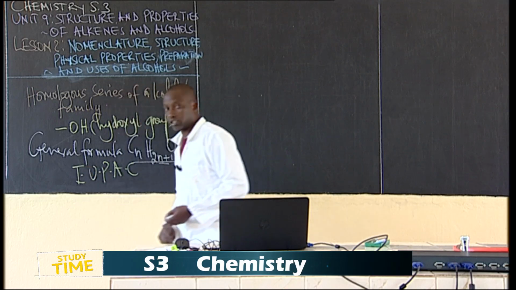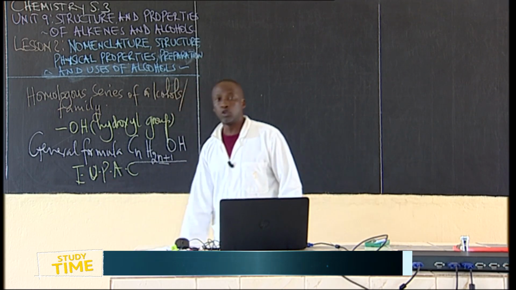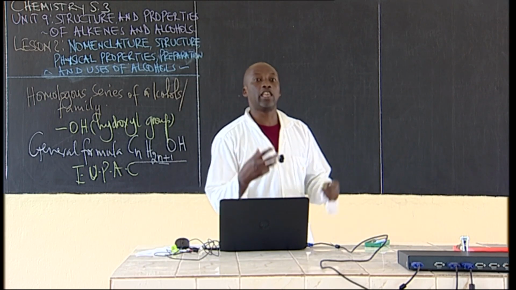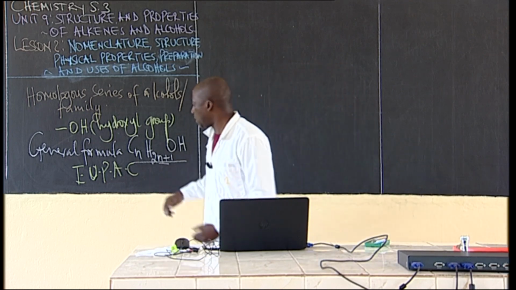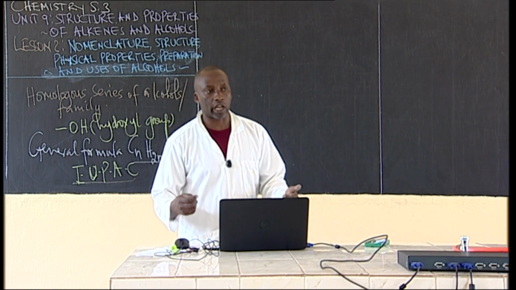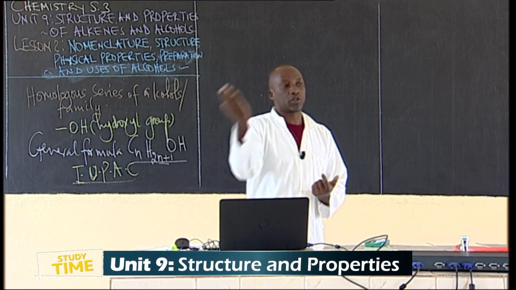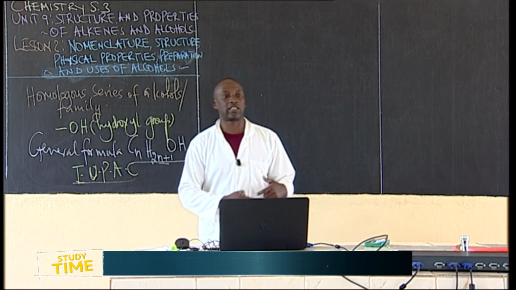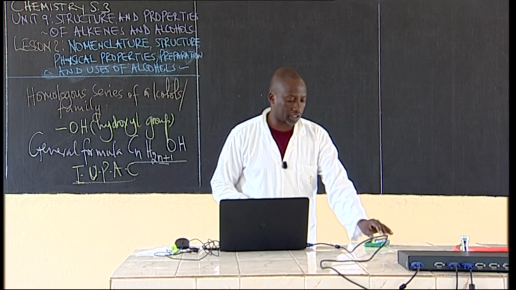IUPAC system. This is the International Union of Pure and Applied Chemistry. So that is a union. Whenever we name a compound, we name it according to this, because it is international, so that we don't have our own chemistry. Chemistry is the same all over the world. That's why we use that system of naming compounds.